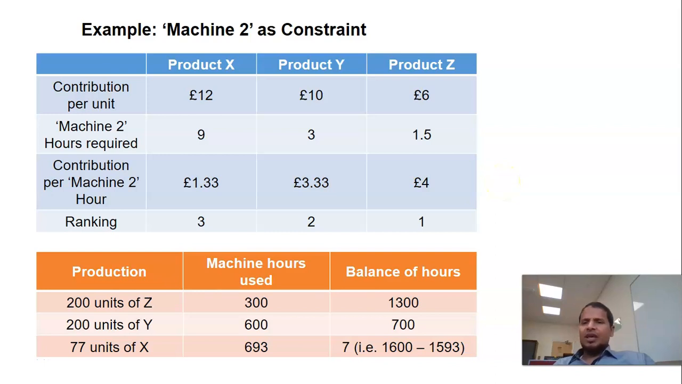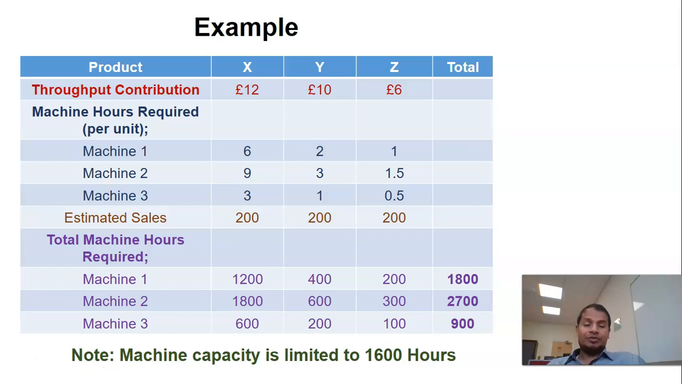All right, so let's see the example. Okay, so this is the start of the example. We have products X, Y, and Z. Throughput contribution from product X is 12, Y is 10, and Z is 6.